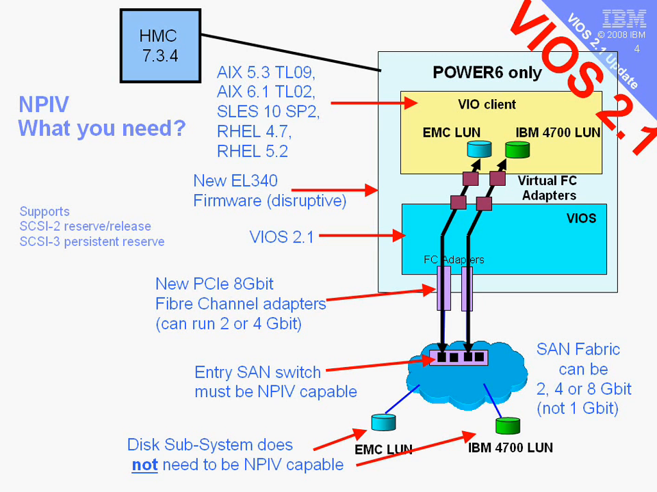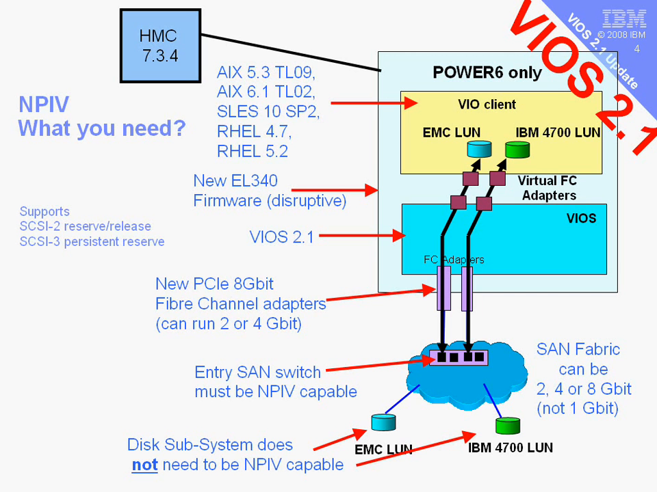The VIO client needs to be these levels of AIX. They're the versions that came out in November 2008, and these are the versions that we're told will run with Linux on Power as well. Also, on top of that, we'll need the new HMC that came out in November 2008. That's 7.3.4.